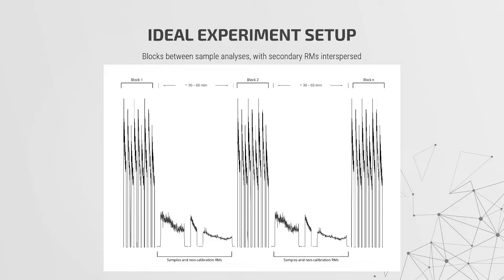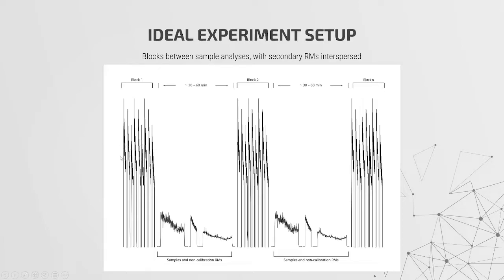Just before we jump into iolite, I thought that I would show what we consider to be the ideal experiment setup for this DRS. You can see the way that we've set up our experiment is that we have a series of calibration blocks. We have one here, and one here. And in each of these blocks, we have several measurements of our different calibrants.